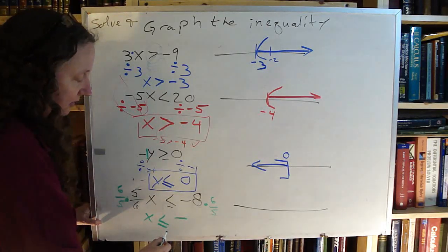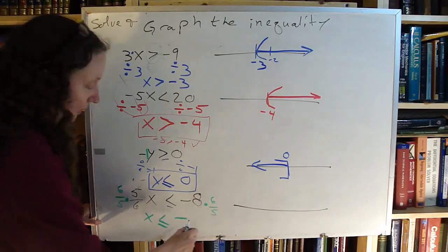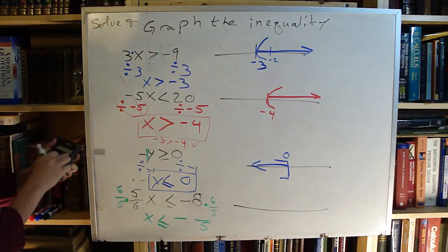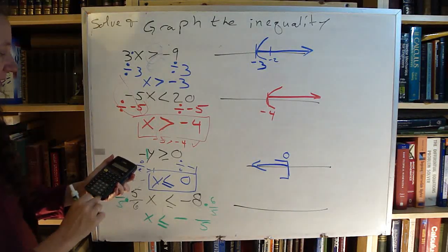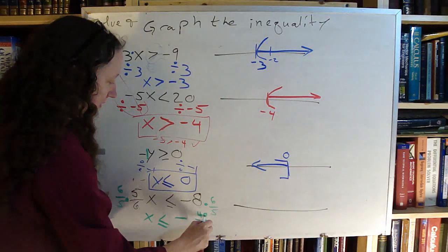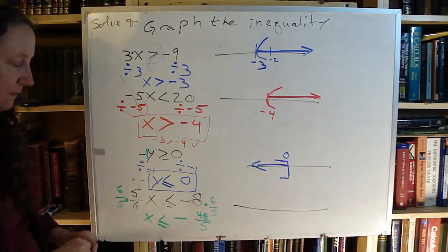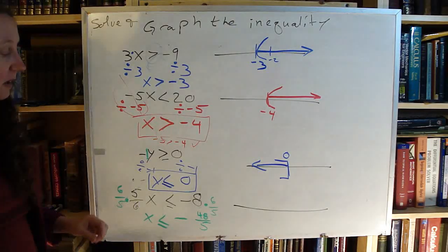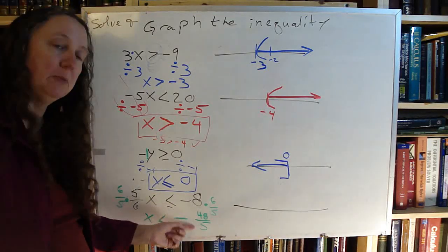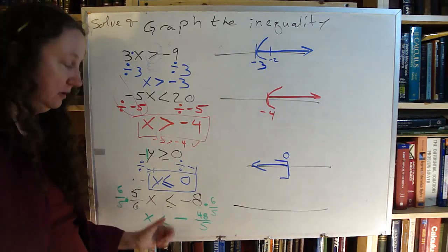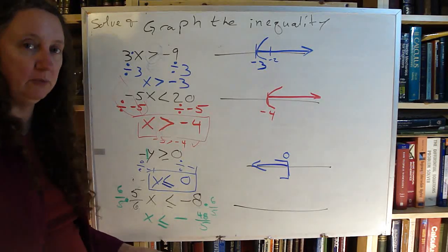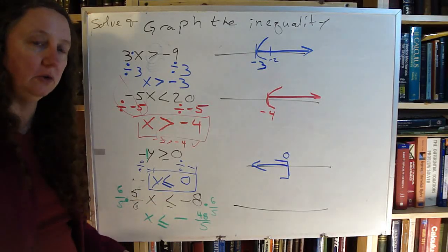8 times 6 over 5. Eight times 6, 48. Over 5. Now, depending on how you are told to answer this, if you're told to answer as an improper fraction, you're good. This is done. If you're told to answer this as a mixed number or a decimal number, you have more work to do.